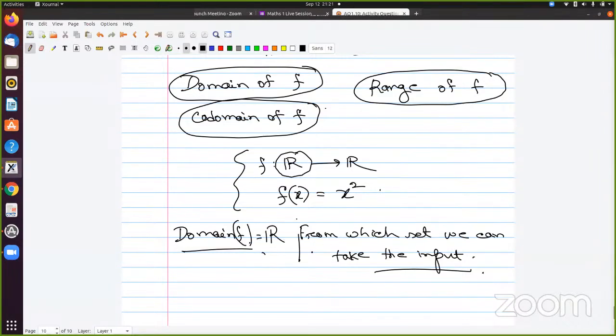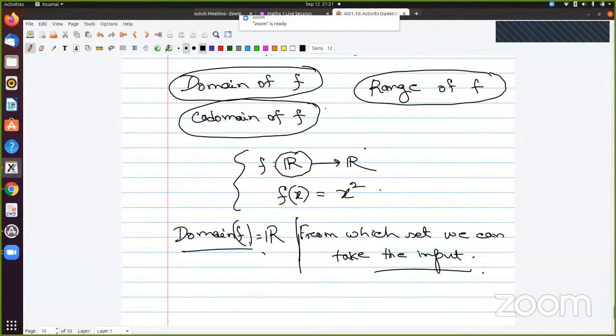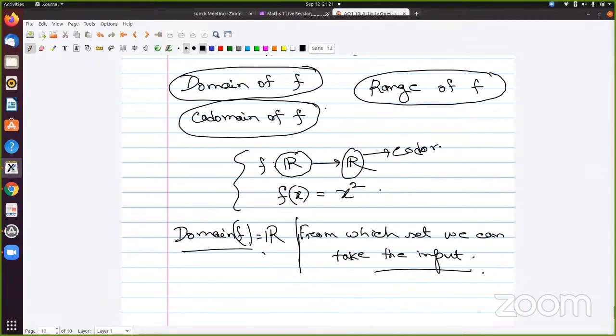I am expecting the output. Whatever value the function gives, that is a real number, as I know. So this is my codomain. Codomain is also R here. Codomain will be given.